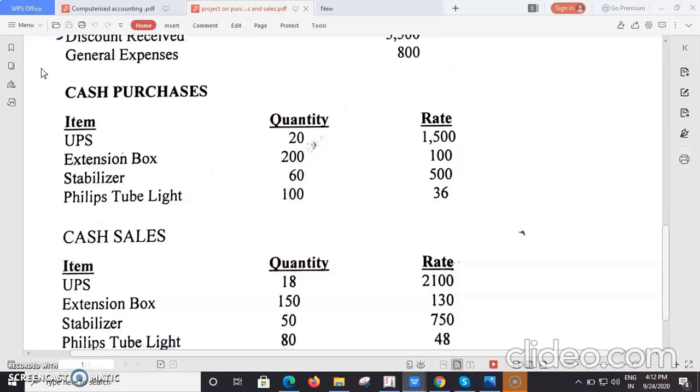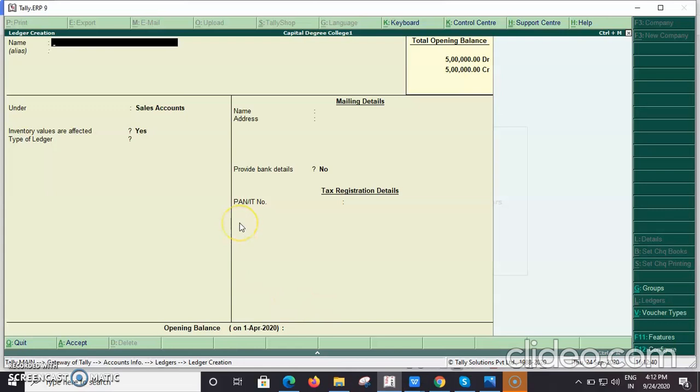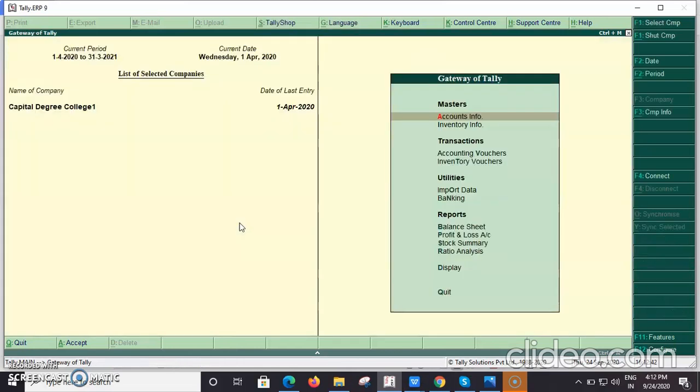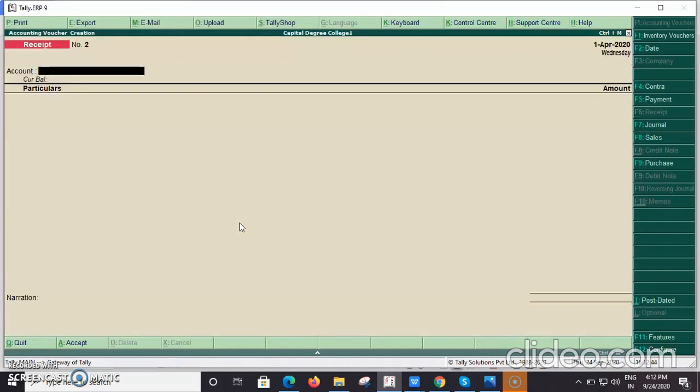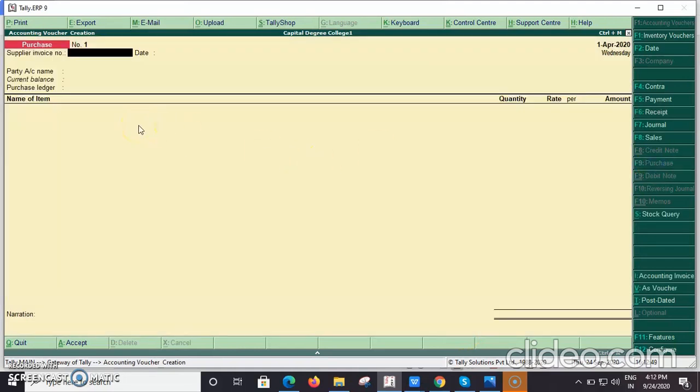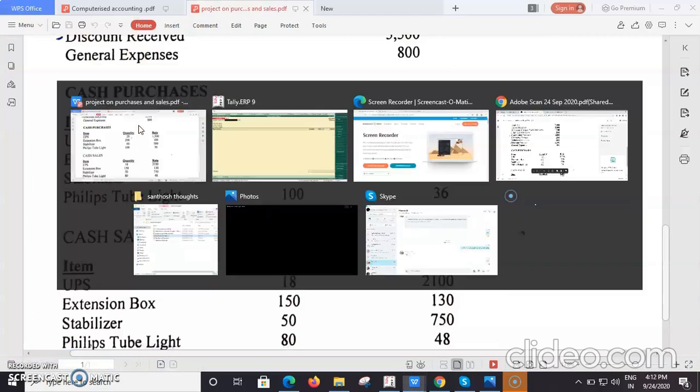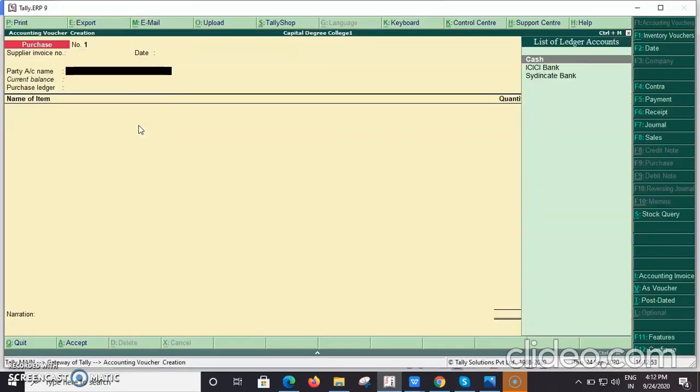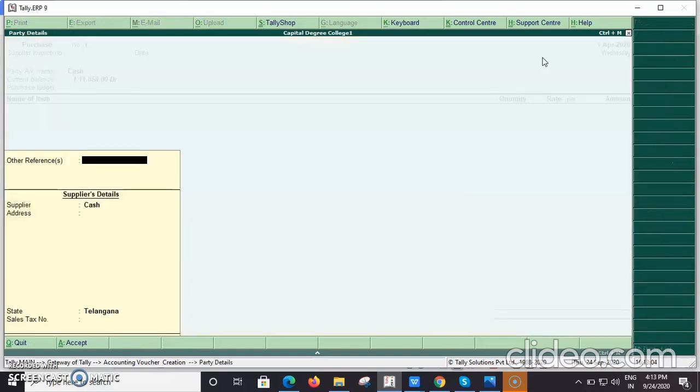Now next, I have to enter this amount in the purchase voucher and this I have to enter in the sales voucher. So now we will enter accounting vouchers. In accounting vouchers, first F9. See here, party name. If you are purchasing from any creditor, we have to create a creditor name. So automatically under party name we have to give creditor, but here the party is cash. Why? Because we are purchasing through cash.